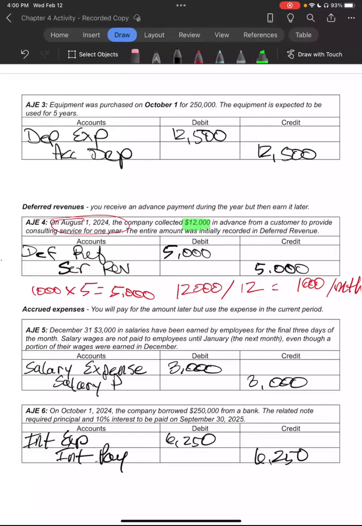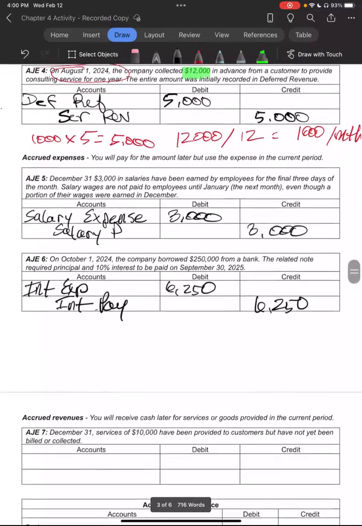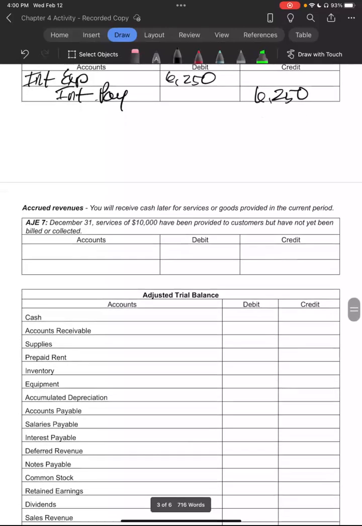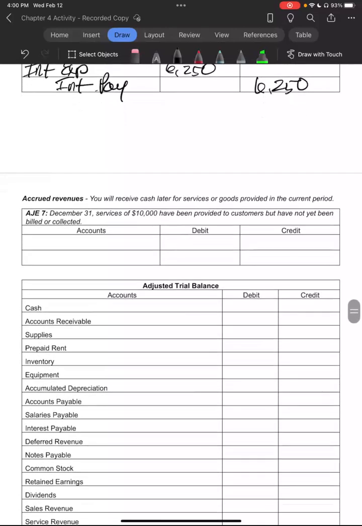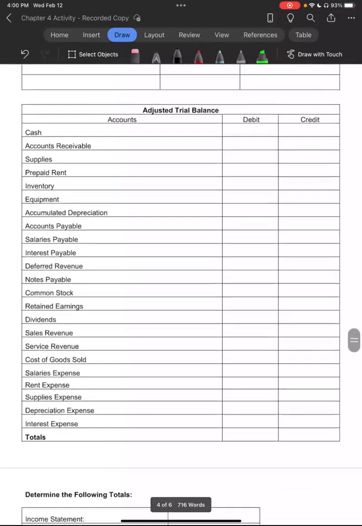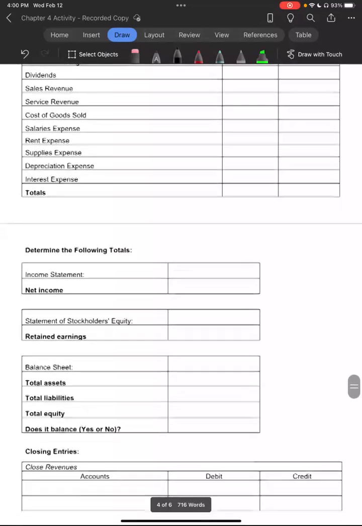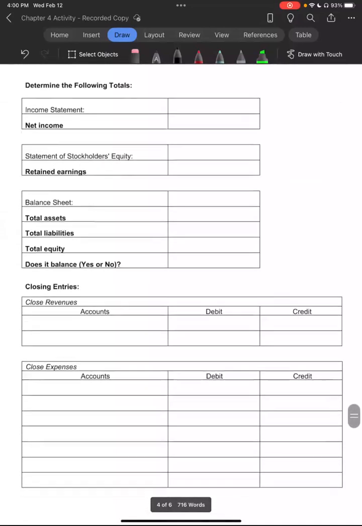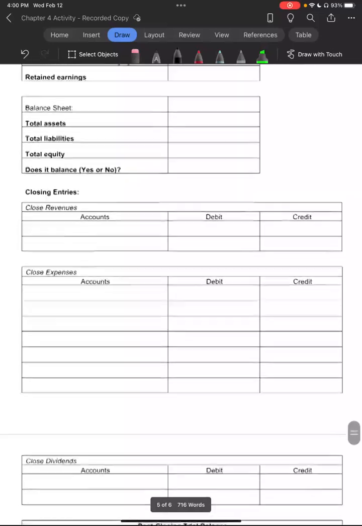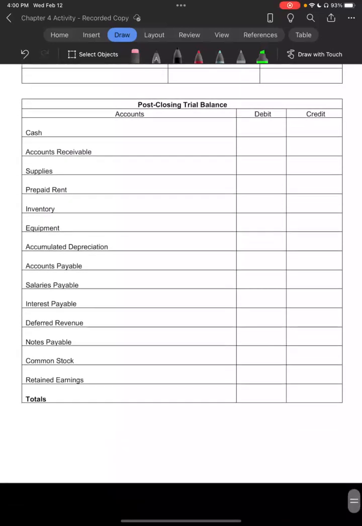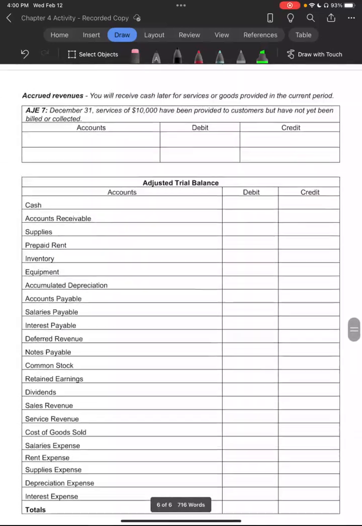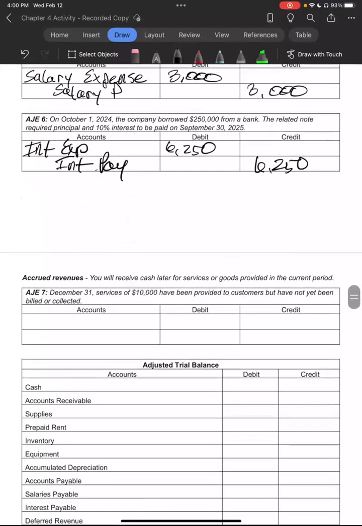All right. So those are the first 6 journal entries. We have one more to go, and then I'll cut this video at this point, and then I'll make a second video that is just the remainder: the adjusting trial balance, the income statement, equity, balance sheet, and then we'll talk about closing entries and then complete a post-close trial balance as well. So I'm going to go ahead and finish up transaction number 7 here for you guys, adjusting entry 7.